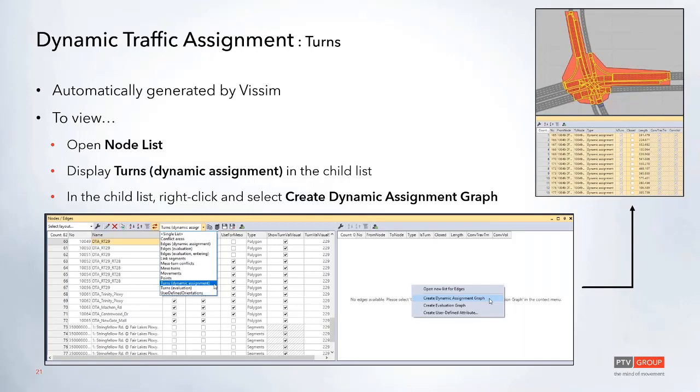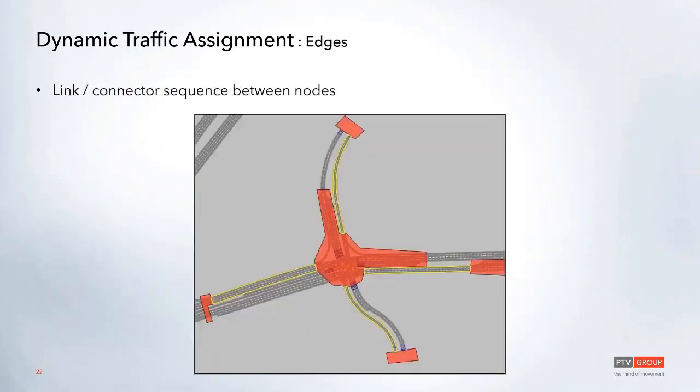Now, if you're just running DTA and you just created your network and you haven't actually run it yet, none of these objects will exist. So if you right-click in that child list, you can just create that dynamic assignment graph, and that will force those objects to be generated. And then you can scroll through each of those and you can view where all of those turns are located. And within that window, you can also close different turns. So maybe like a U-turn you wouldn't want to allow. You can just select that close button and that will remove that option when vehicles are deciding what path to take.